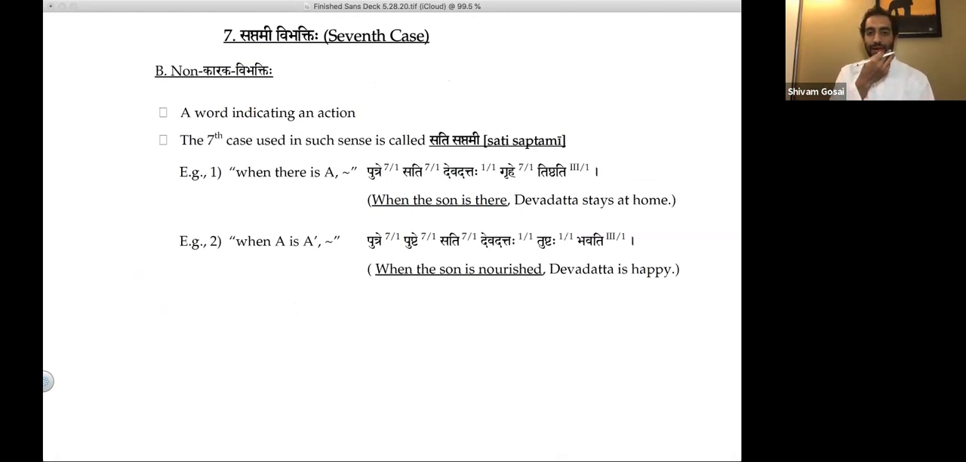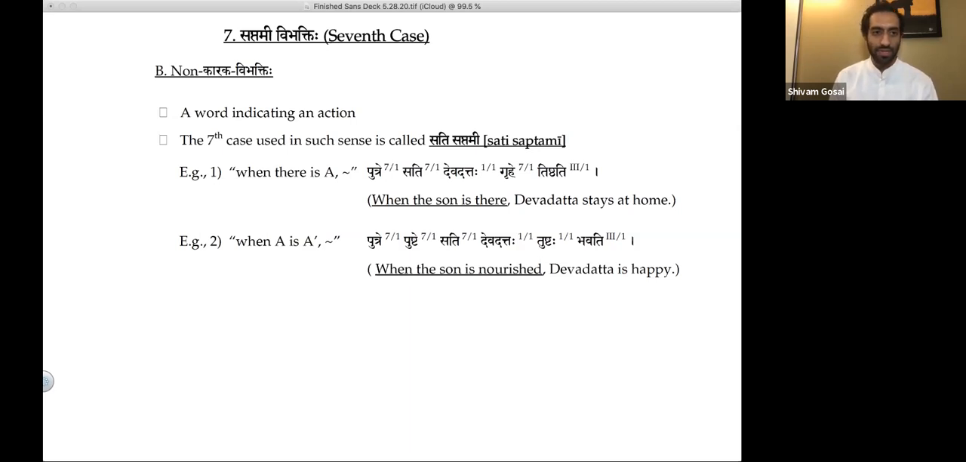Now the first example, right? When there is A, etc. And then the second is when A is B. I think it would be better if it says when A is B. That'll be a little bit more smooth. The second example, look, it says putre pushte sati. When the son, putra, is pushta, then devadattaha tushtaha bhavati. Devadatta is tushtaha, happy.